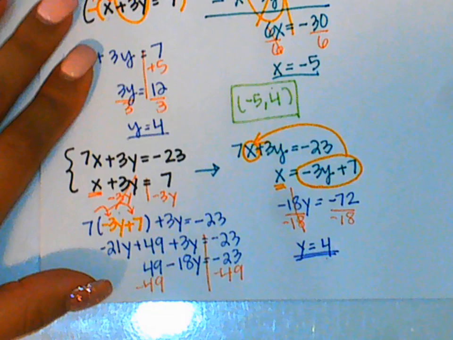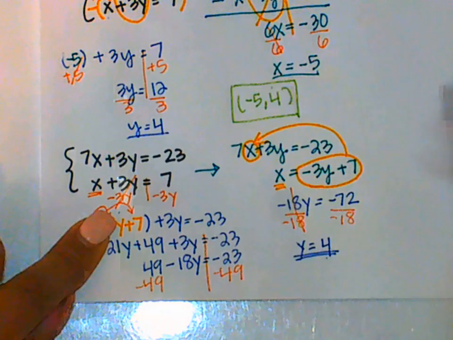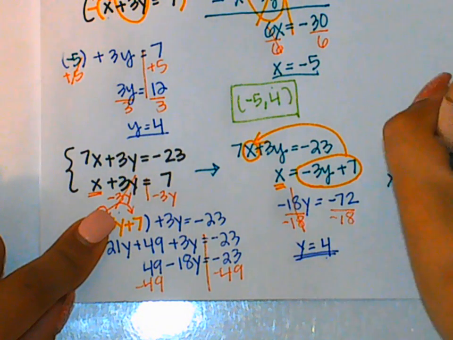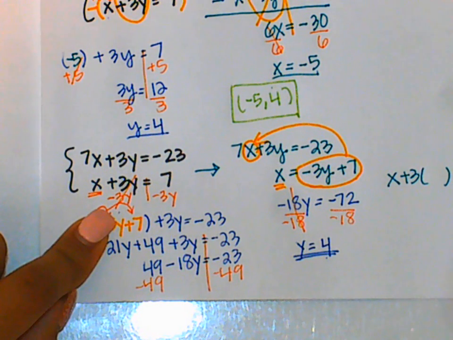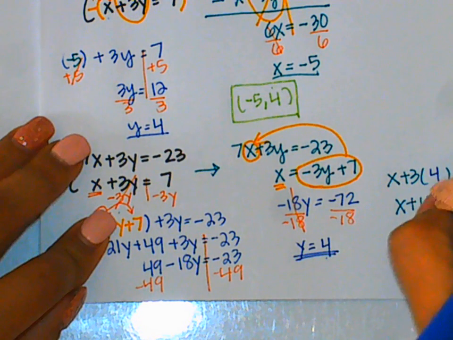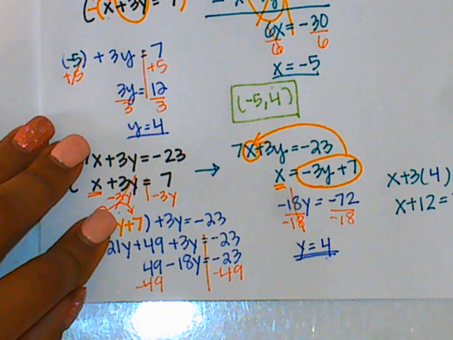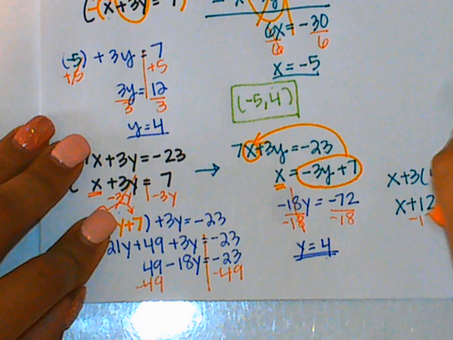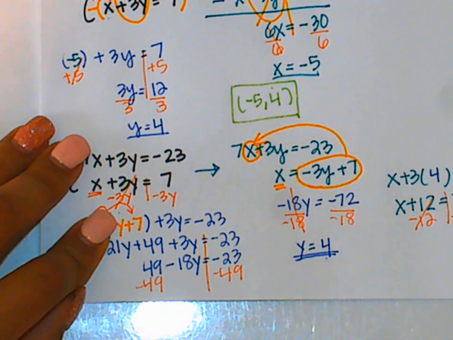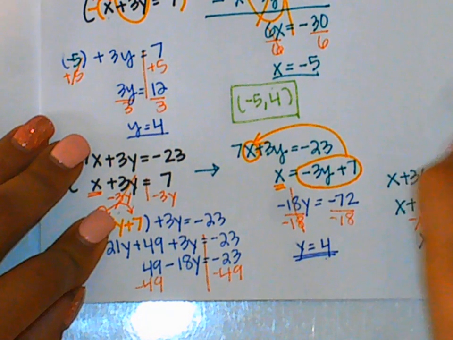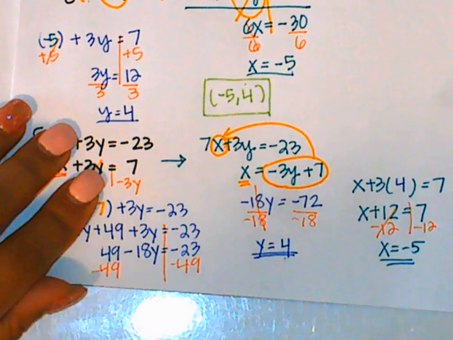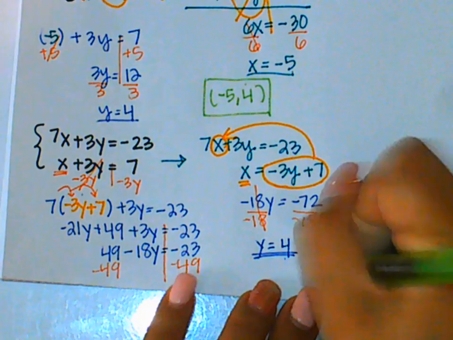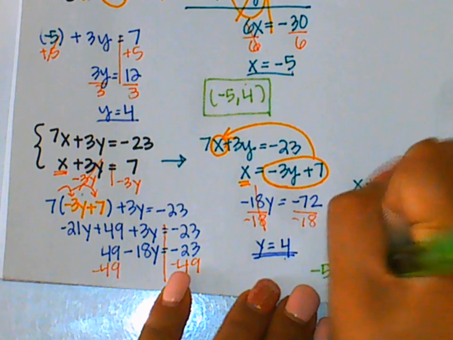So I'm going to plug it into this bottom one. So x plus 3y is equal to 7. Plug in my 4. x plus 12 is equal to 7. And x is equal to negative 5. So again, combining those two things, I get negative 5, 4 as my coordinate point.